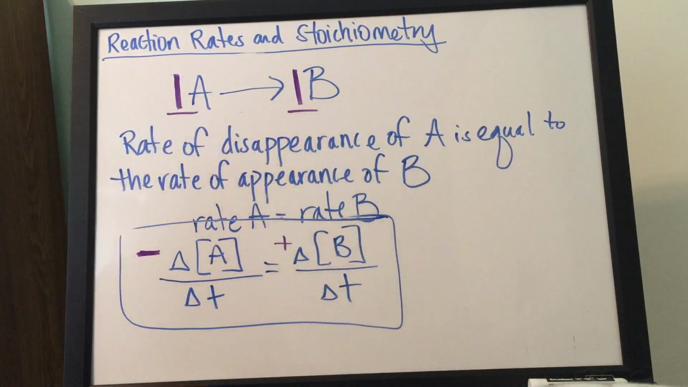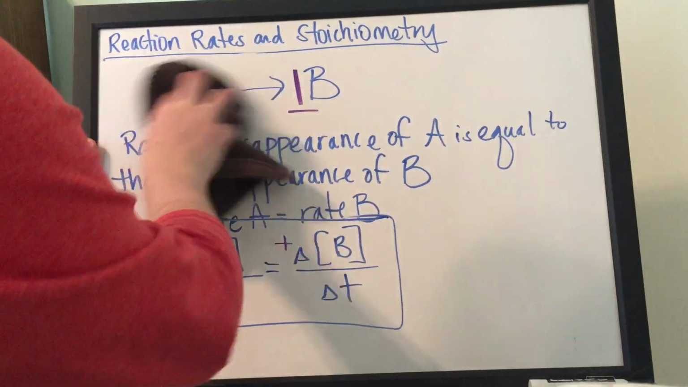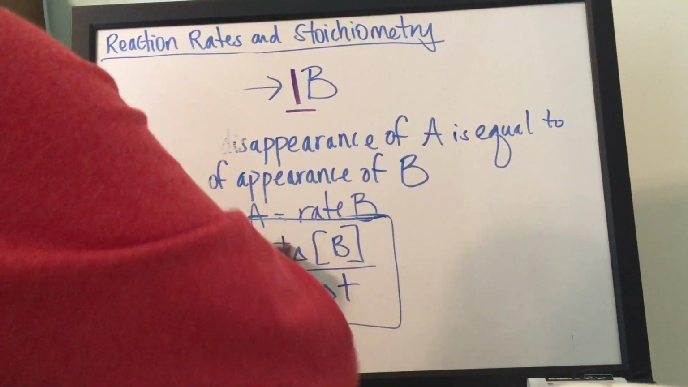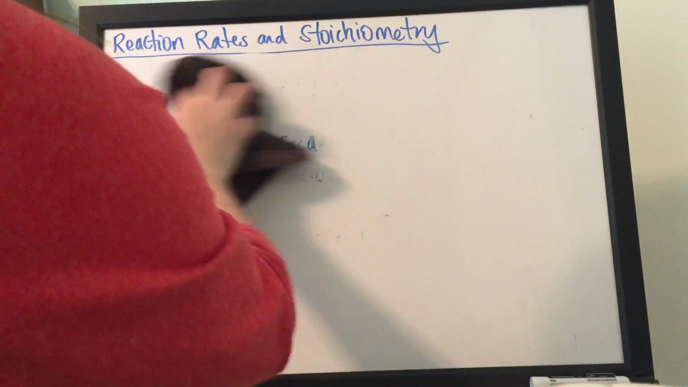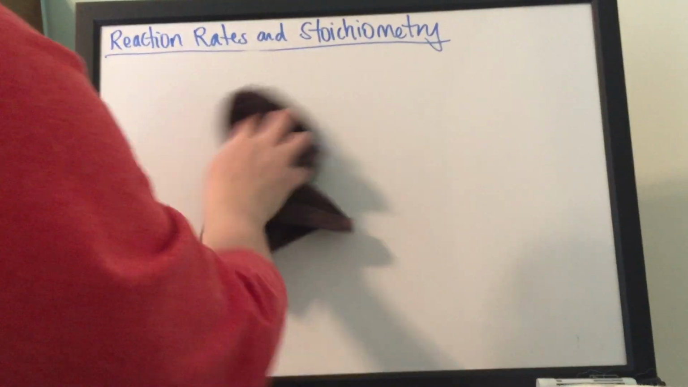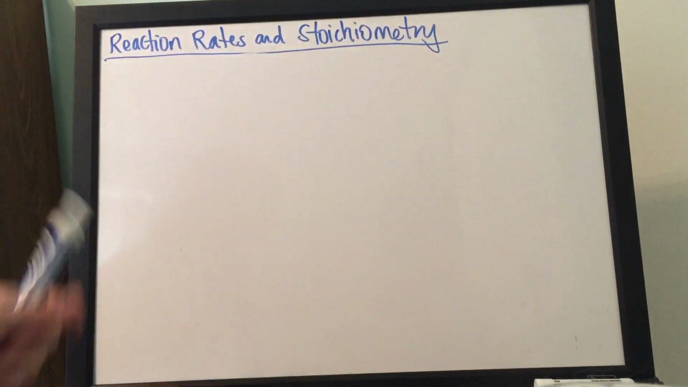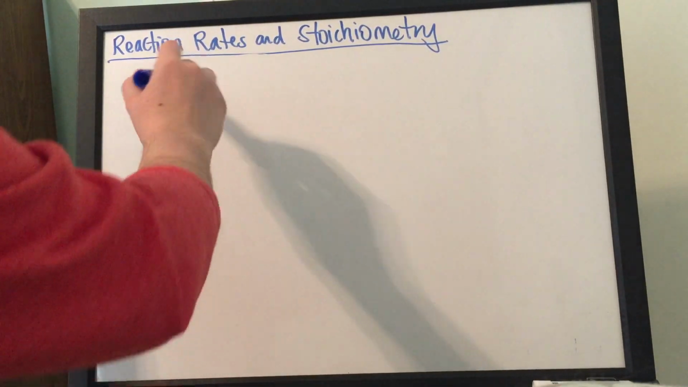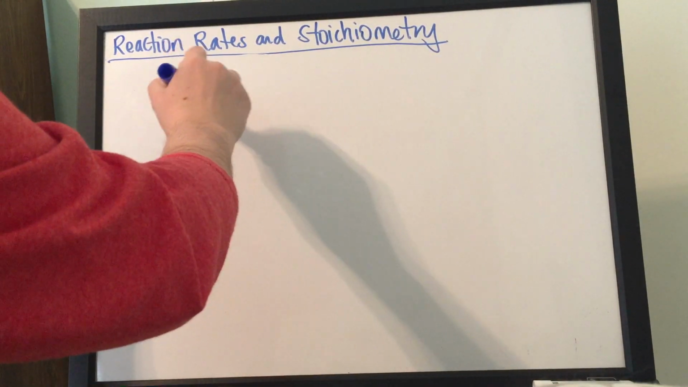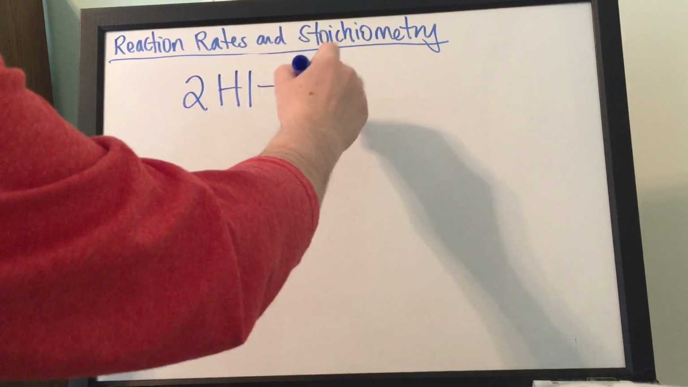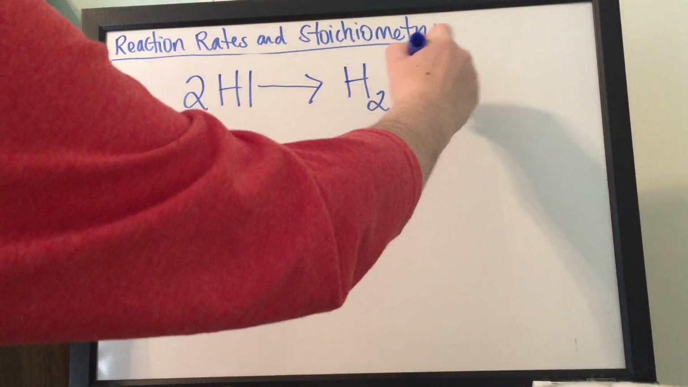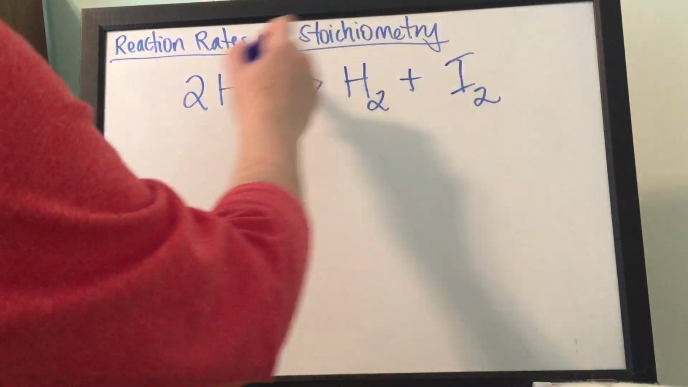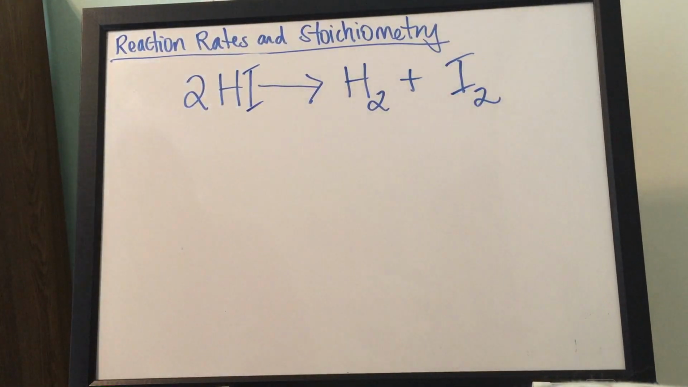So this is a 1-to-1. Well, what happens when it's not 1-to-1, as we know is often the case? So let's do a different one. And I'll actually give you a real reaction this time. All right, let's say this is the reaction. Okay, so 2HI going to H2 and I2.